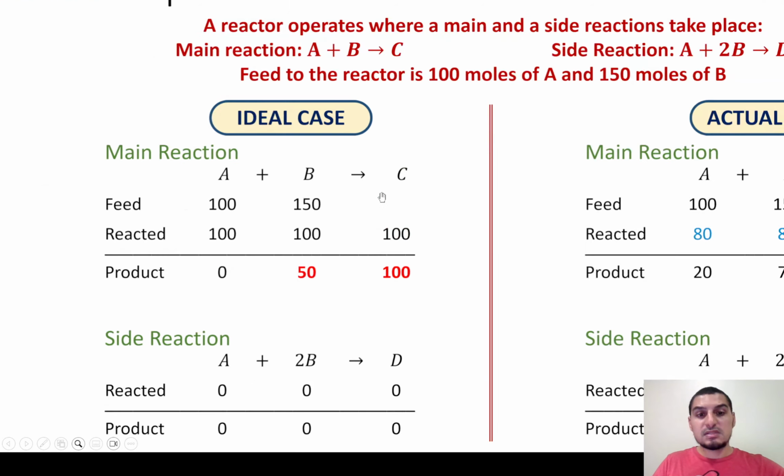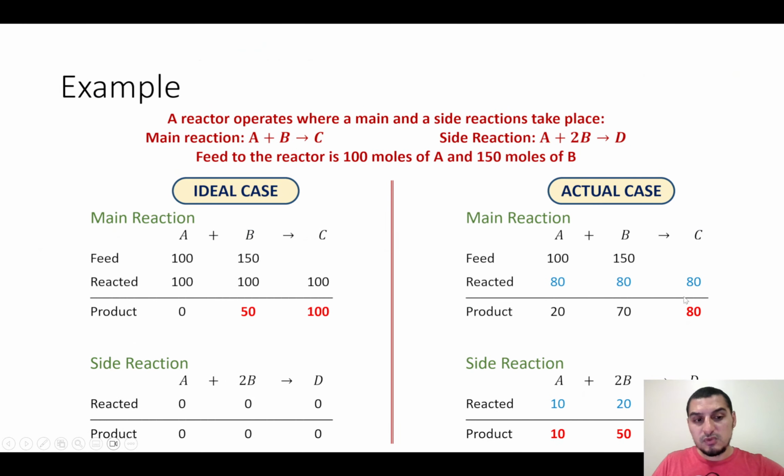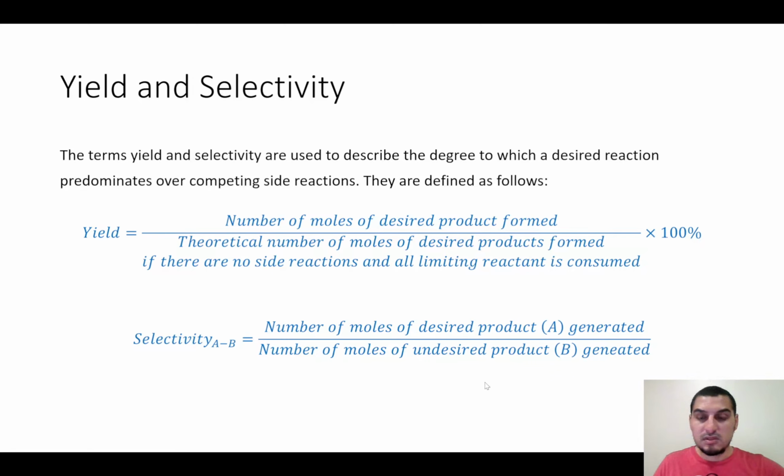So this is the ratio between what is actually produced to the number of moles that would ideally be produced, which is what we call the yield. I'll go back to the definition just to take a look at it one more time. It's the number of moles of the desired product divided by the theoretical number of moles of desired product formed if there are no side reactions and all the limiting reactant is consumed, multiplied by 100%. And of course the range of the yield would be from 0 to 100%. So this is very, very easy.